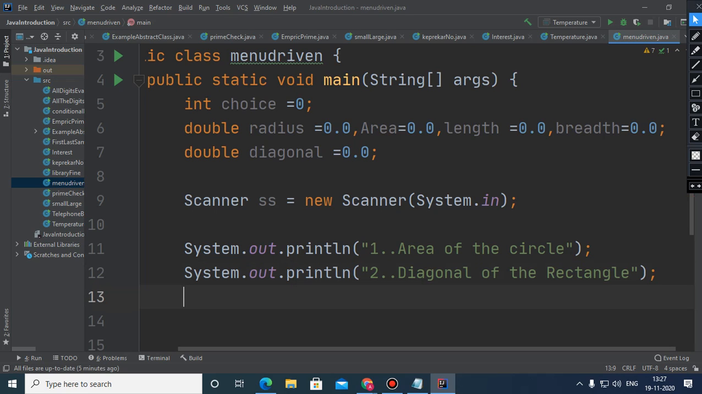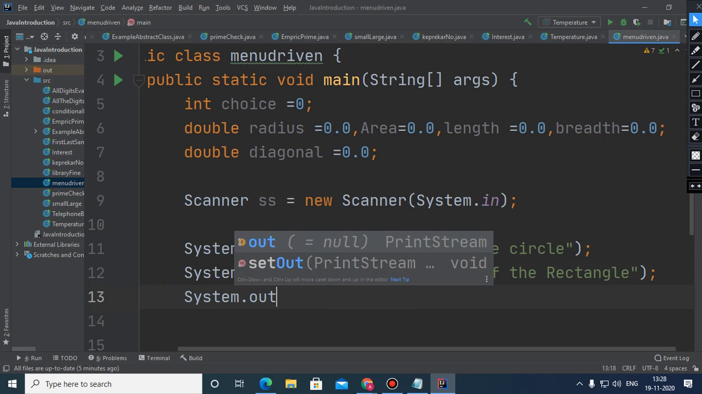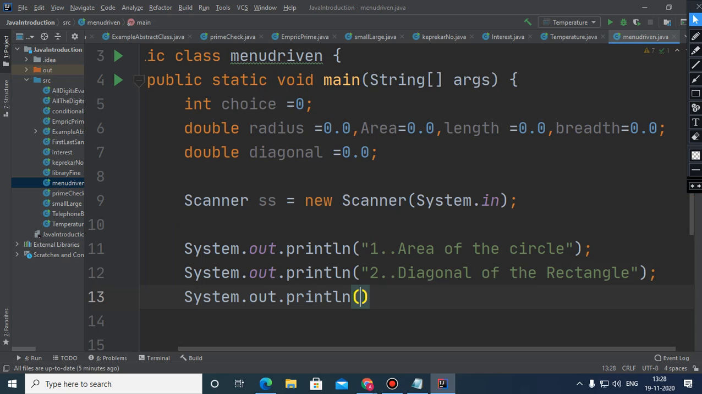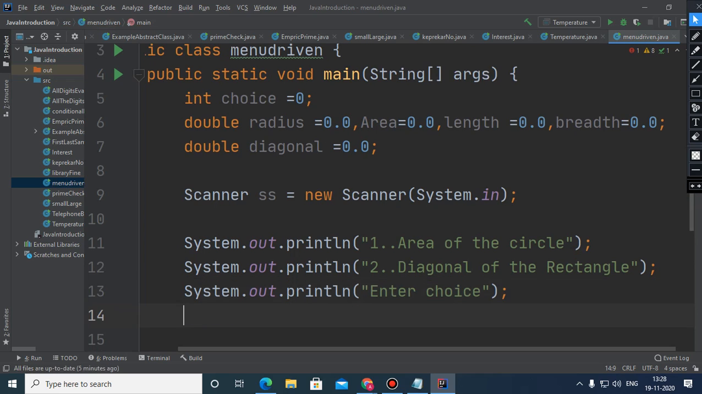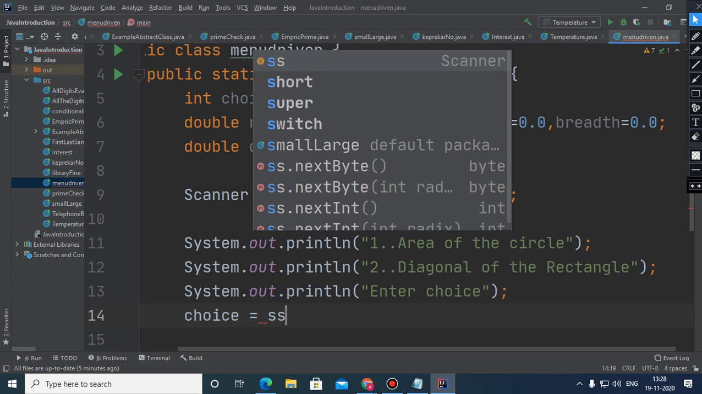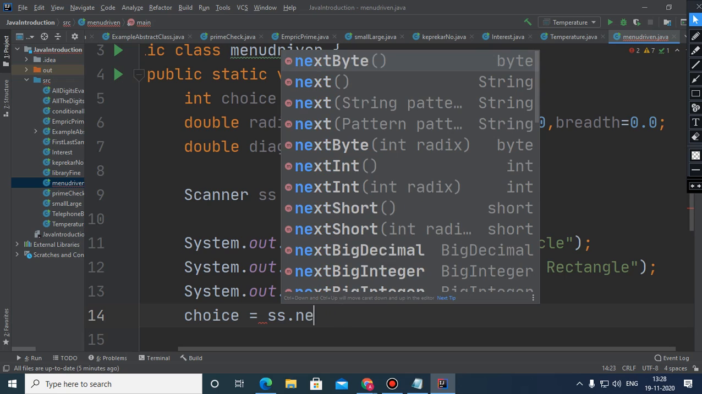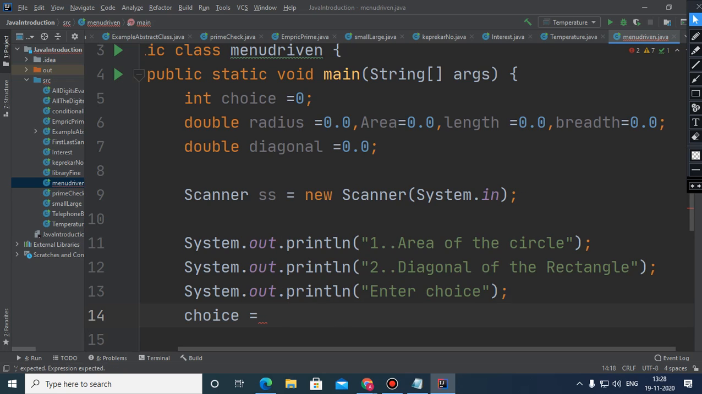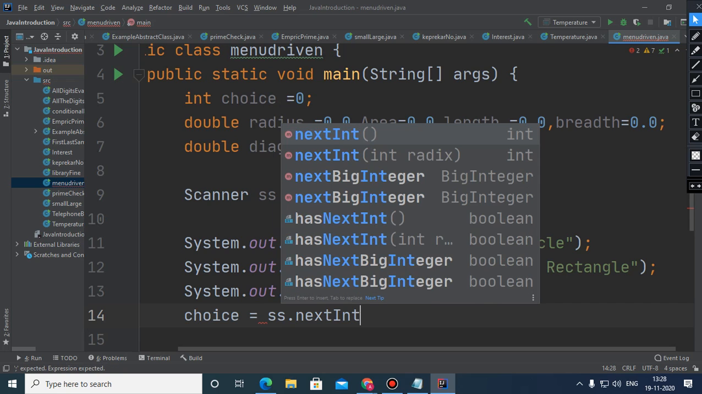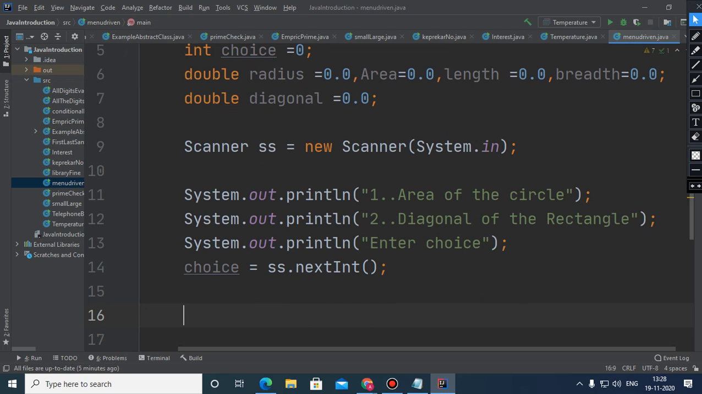So this is area of and diagonal of the rectangle. Now you have to enter the choice. Enter choice. That is ss.next. No, sorry, it is ss.nextInt. This is one of the valid choices.